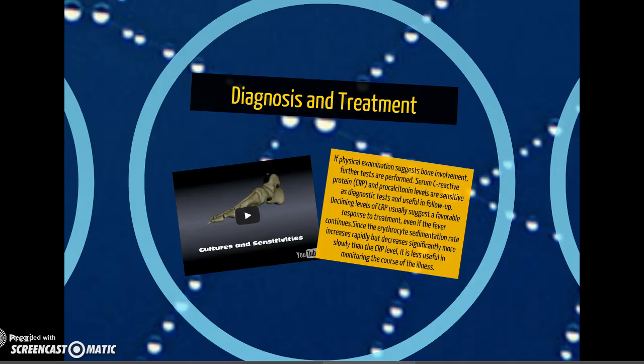Diagnosis and treatment. If physical examination suggests bone involvement, further tests are performed. Serum C-reactive protein, CRP, and procalcitonin levels are sensitive as diagnostic tests and useful in follow-up. Declining levels of CRP usually suggest a favorable response to treatment, even if the fever continues, since the erythrocyte sedimentation rate increases rapidly but decreases significantly more slowly than the CRP levels. It is less useful in monitoring the course of the illness.